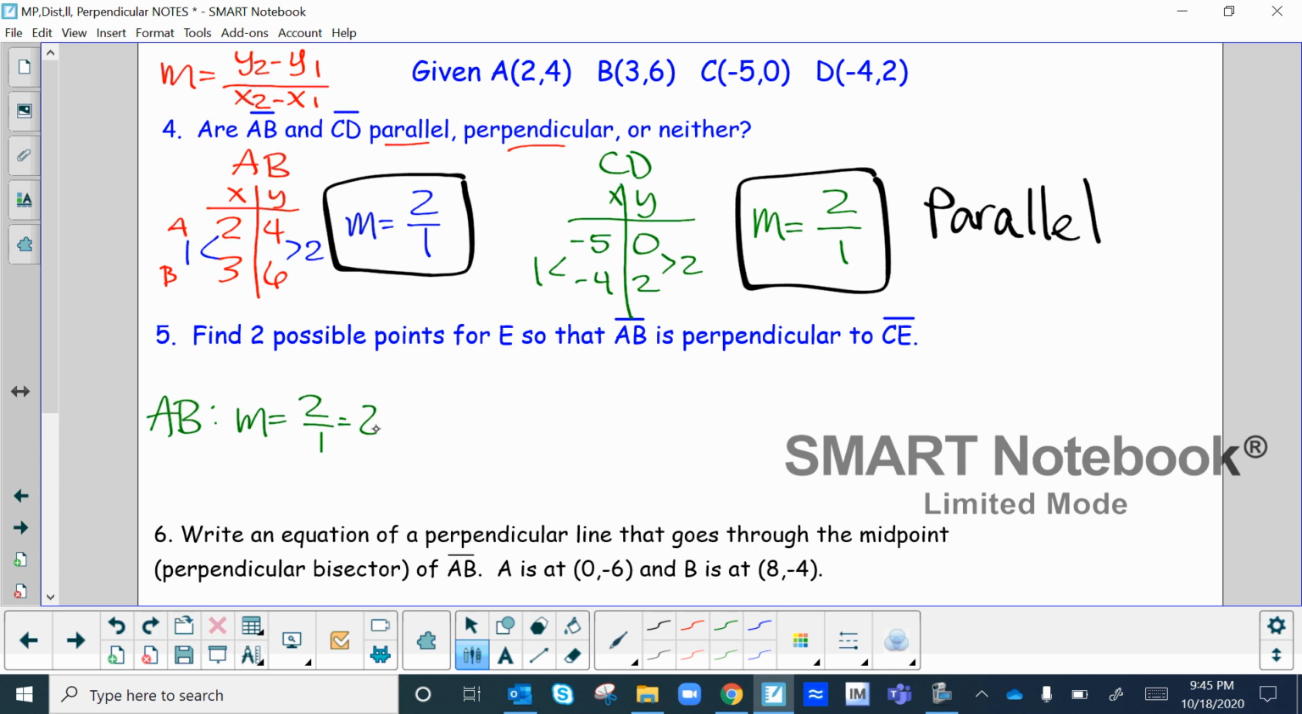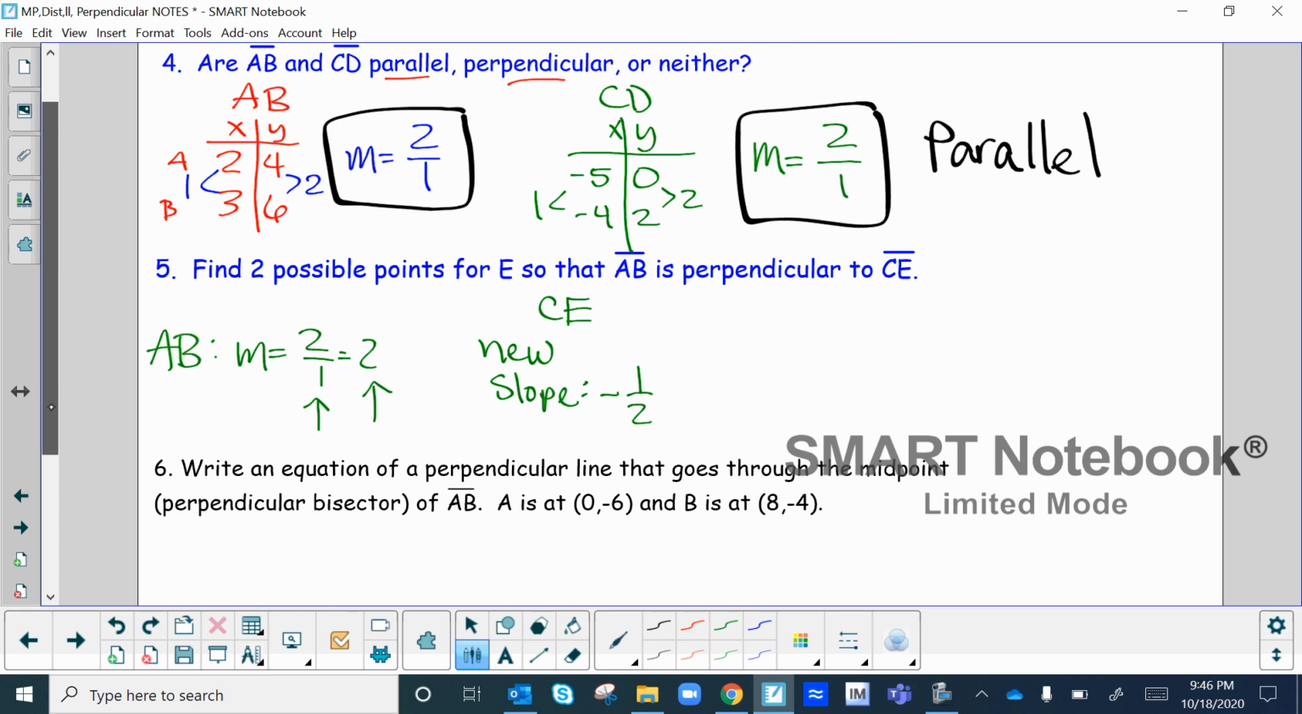And so for the line CE, we don't know E, all we know is C. But our new slope for CE needs to be what, guys? It needs to be the opposite reciprocal of that, okay? Or same thing, 2/1. So what is the opposite reciprocal of that? Well, if this is positive, then our new slope needs to be -1/2. So that is our new slope, -1/2.